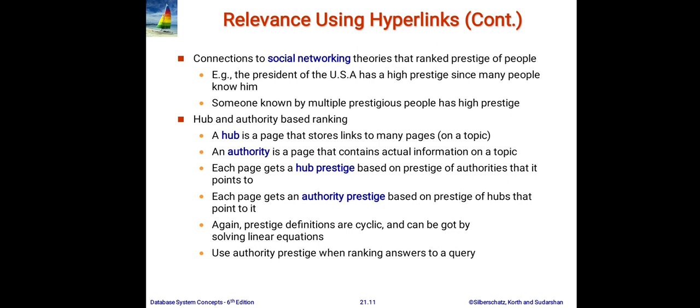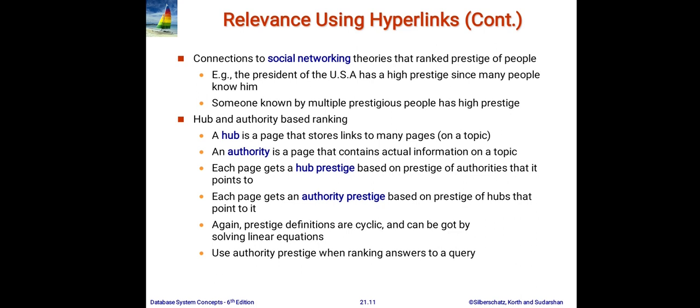Even nowadays, if you try a search engine, which one do you use? You don't use Yahoo, you first try Google. Why? Because it is the most prestigious nowadays. So basically this is said to be hub and authority based ranking, which is the second part of the hyperlink. A hub is a page that stores links to many pages, so you can say it is the main page, and an authority is a page that contains actual information. So the hub stores the links, whereas the authority page stores the actual information.